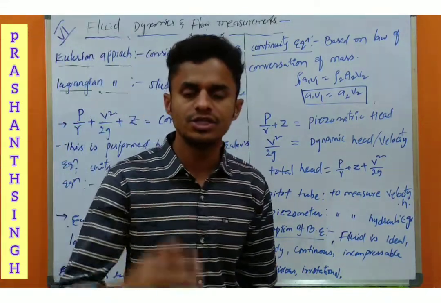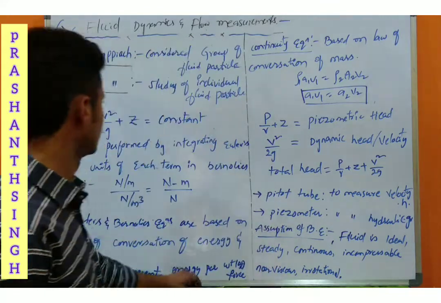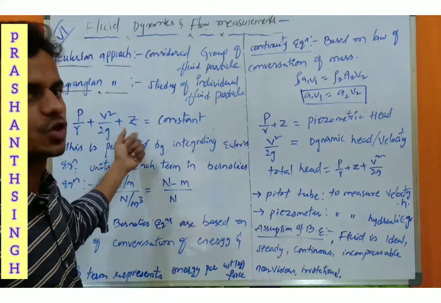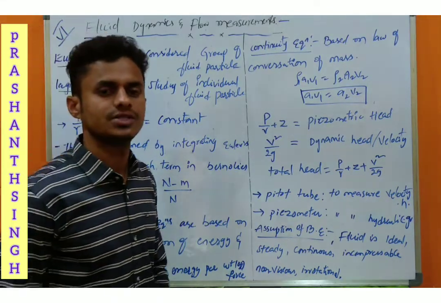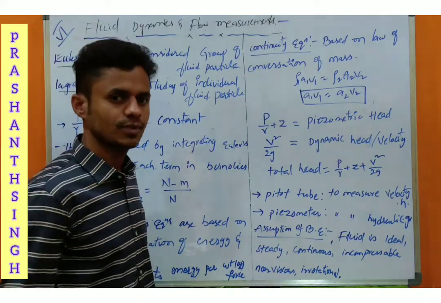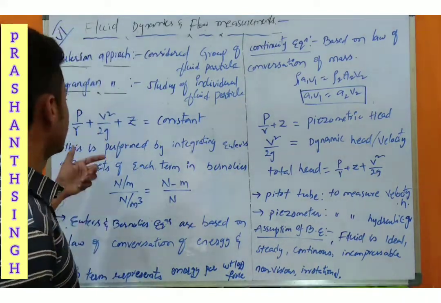Next one is Bernoulli's equation. The Bernoulli's equation is P by gamma plus V square by 2g plus Z equal to constant. You can represent the constant as C or K as you wish.